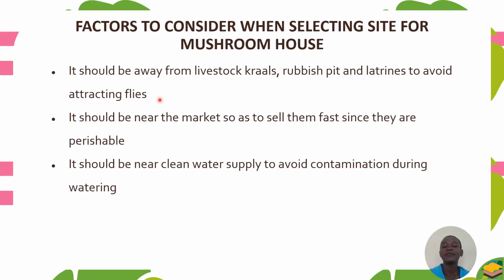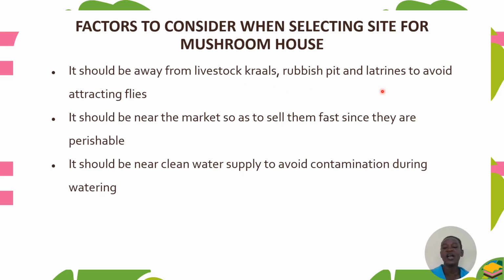Flies are pest number one which will attack our mushroom. So a mushroom house should be constructed away from any source of odor, because odor or bad smell will attract the flies. That's why we're saying that we need to construct these mushroom houses away from livestock pens, away from rubbish pits and latrines. These three will attract flies.